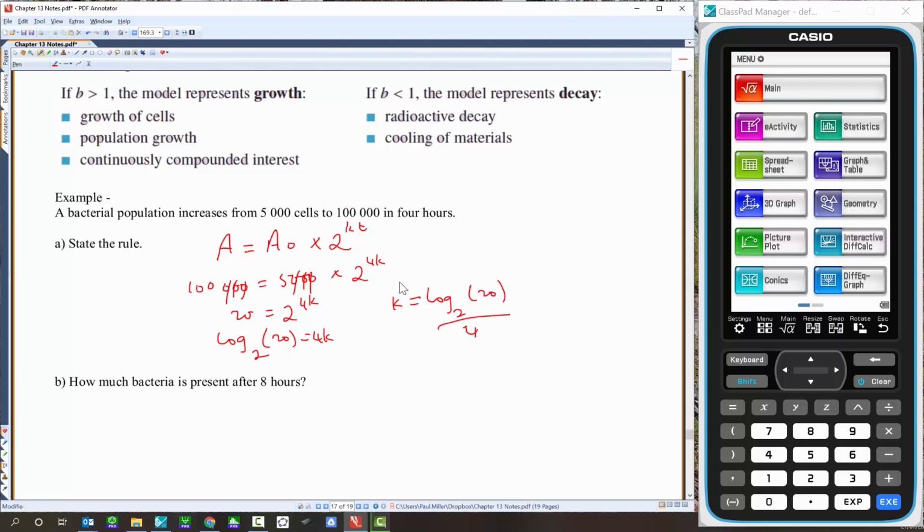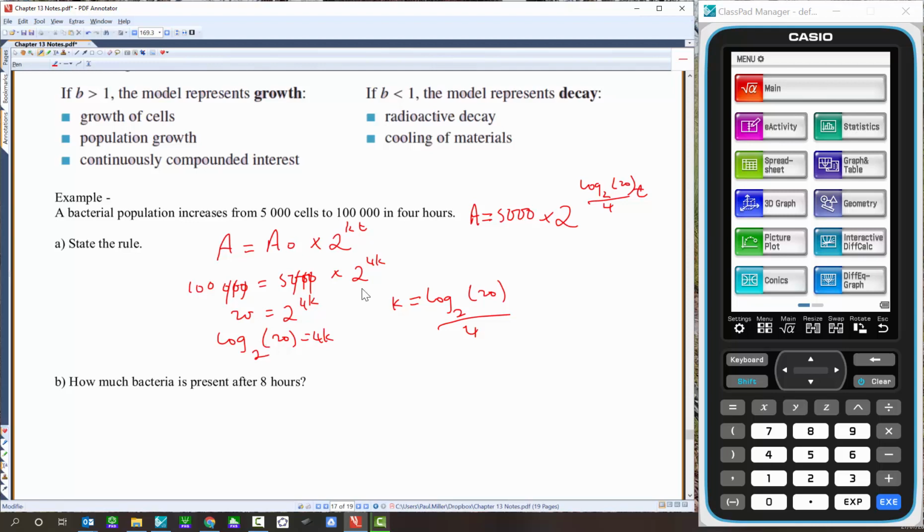All right, so now my rule can be written as follows. I'm going to rewrite my rule as A, the amount I have, is based on there being 5,000 to begin with, multiplied by 2 to the, now I'm going to write this as my k value, so this is log base 2 of 20 all over 4, times t. So there's my rule. Now, how much bacteria is present after 8 hours?